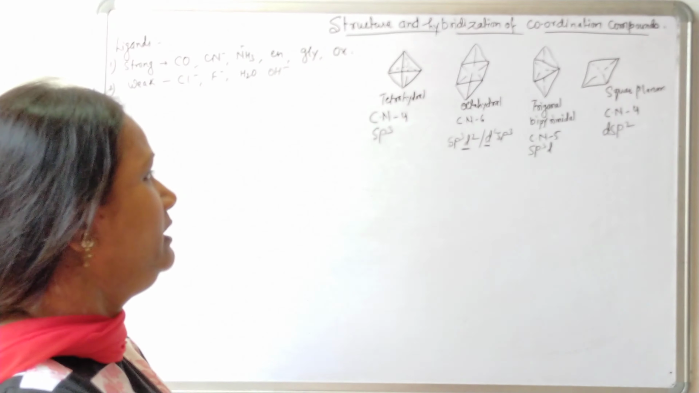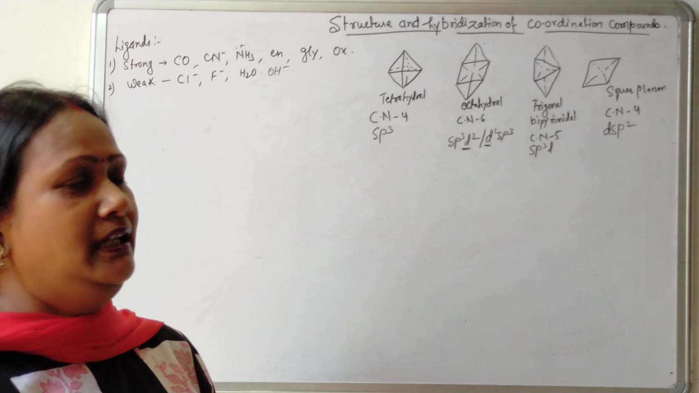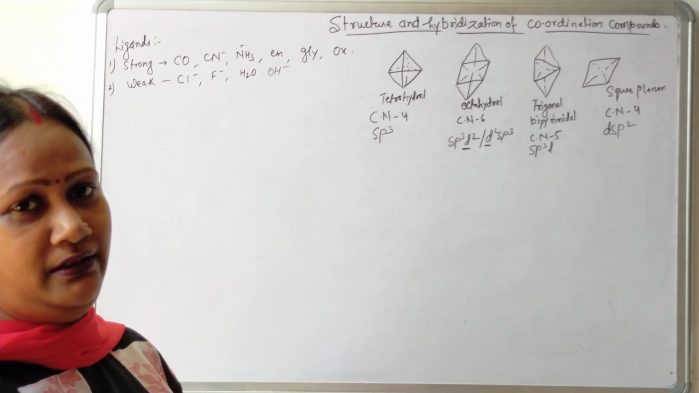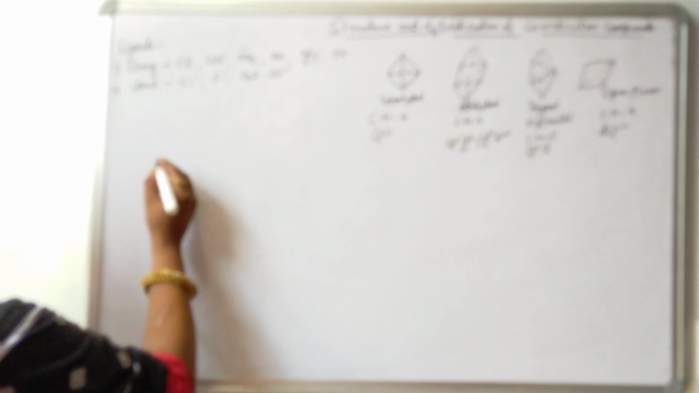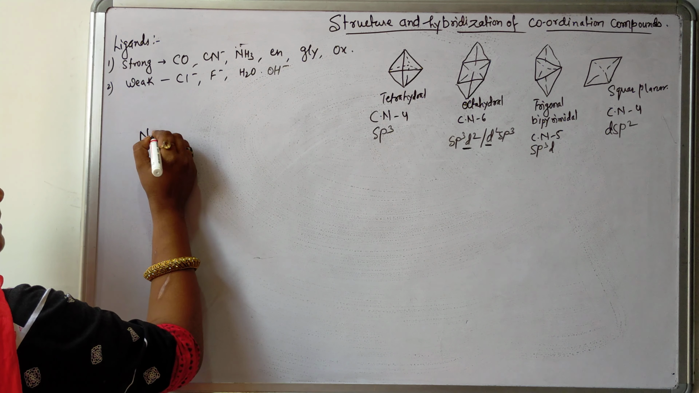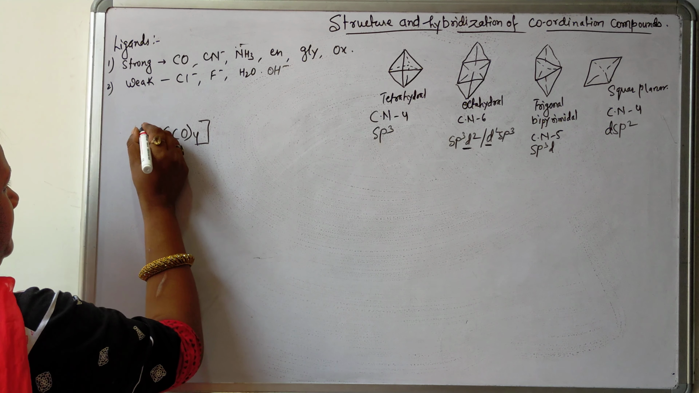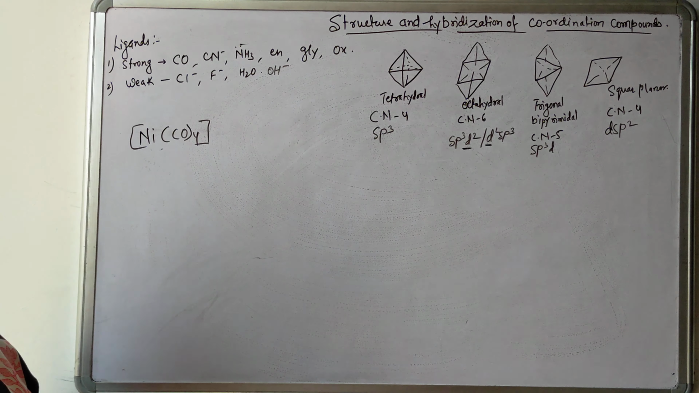Let's start with some suitable examples to find out the structure and the hybridization of coordination compounds. Suppose I am giving a complex compound, Ni(CO)4. Just remember Ni(CO)4 in a square bracket, so it is a complex compound. There are 4 carbonyl groups donating their electron pairs to the nickel, so its coordination number is 4. Here first we will find out the oxidation state of nickel.